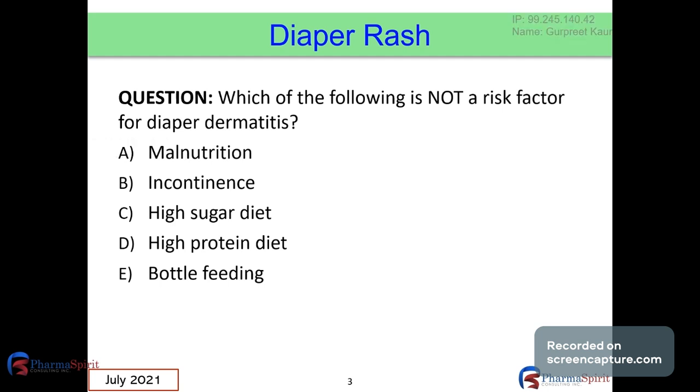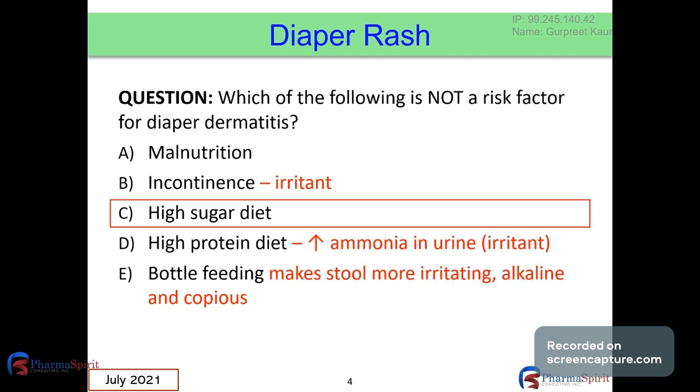And the answer for this question is C. As we mentioned previously, the main problem in diaper dermatitis is deterioration of the skin barrier function. The risk factors listed in this question all contribute to either decreasing the skin barrier function or to cause irritation. Of course, except C. C is not a risk factor. High sugar diet is not a risk factor. Let's see how A, B, D, and E can be risk factors.